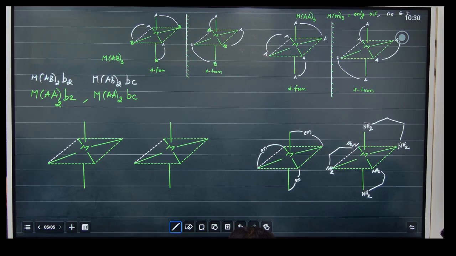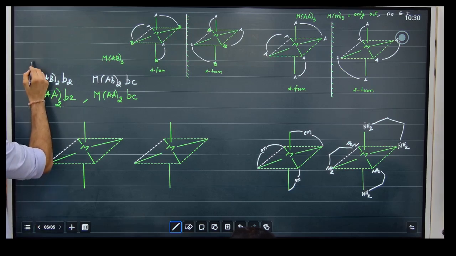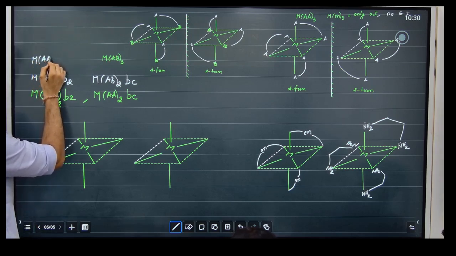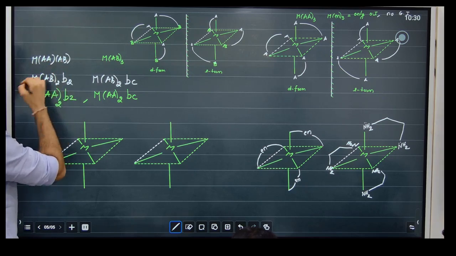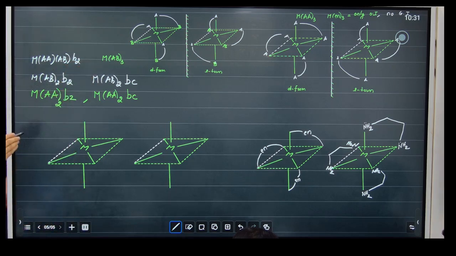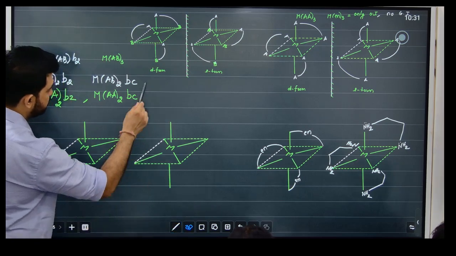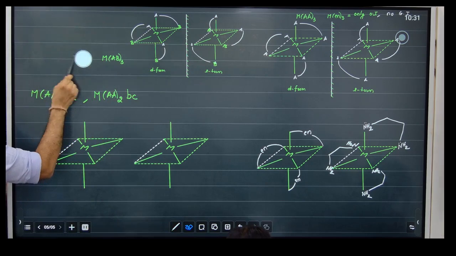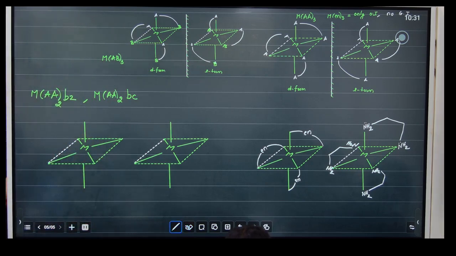Can you have AB and AA in the same? Yes, yes, yes. You can also have M, AB to M, AA, AB, B2. Combinations such as this M, AA, AB, and then B2. Or you can have M, AA, AB, BC, so on and so forth. तो ये सब के लिए I'll give you a table. But एक example ले लेते हैं. For example, M, AA to B2.